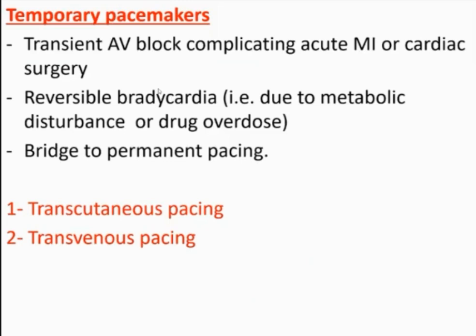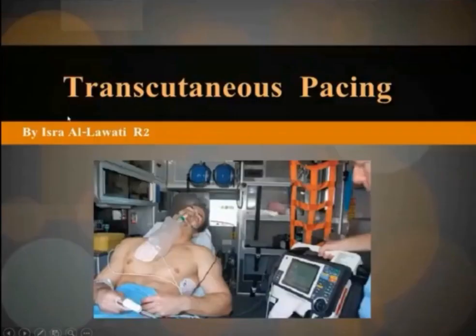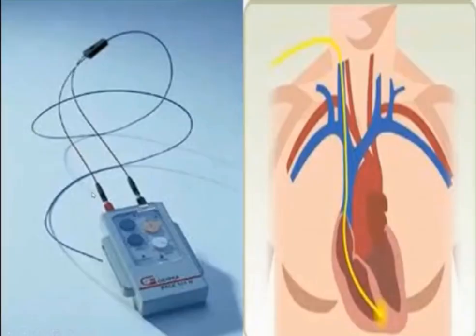Either, as we said, it is transcutaneous or transvenous pacing. How transcutaneous? We saw these patches here on the chest, connected to this generator that gives pulses. Or transvenous, as we said, it is delivered through the venous system to the right atrium and to the right ventricle.